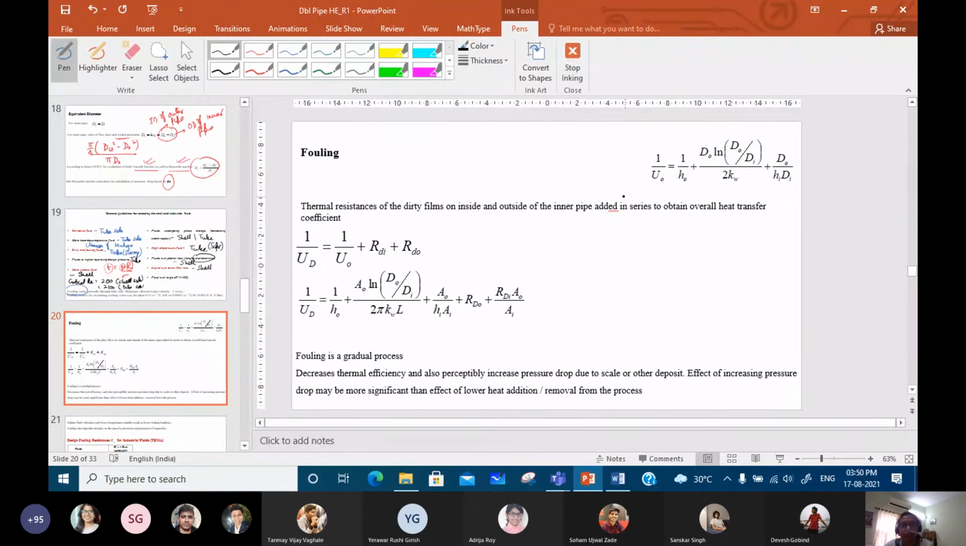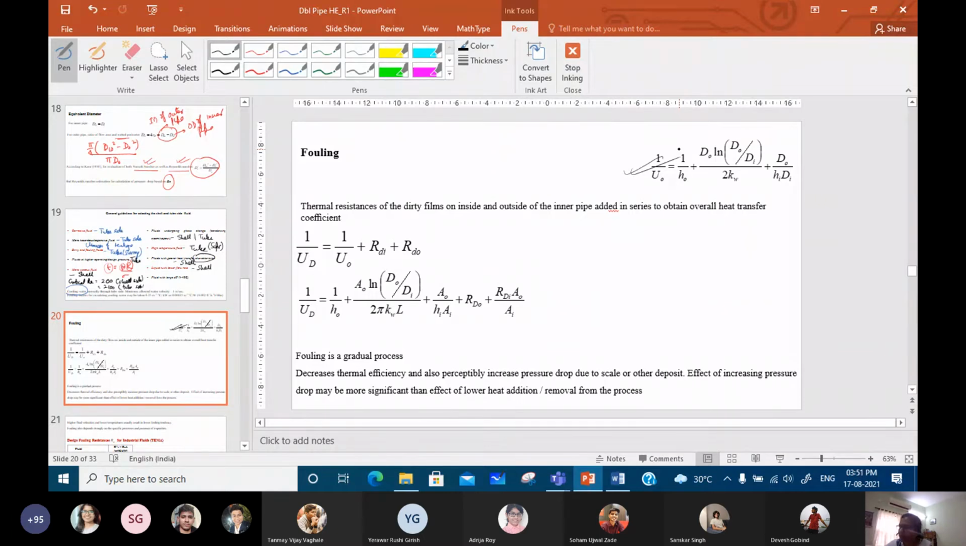When the heat exchanger is clean, you have just designed it, I have fabricated it, it's completely clean, this particular equation is fine. With time, what happens? Naturally, fouling occurs, some deposits occur, etc. So when that happens, what happens? The heat transfer rate comes down.